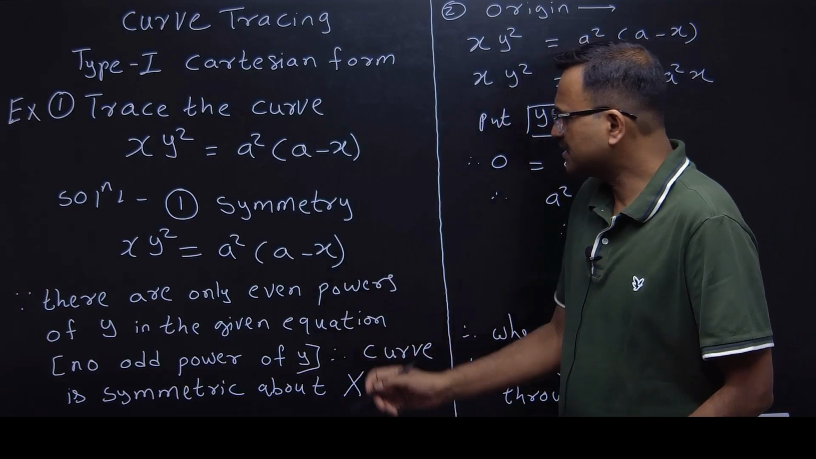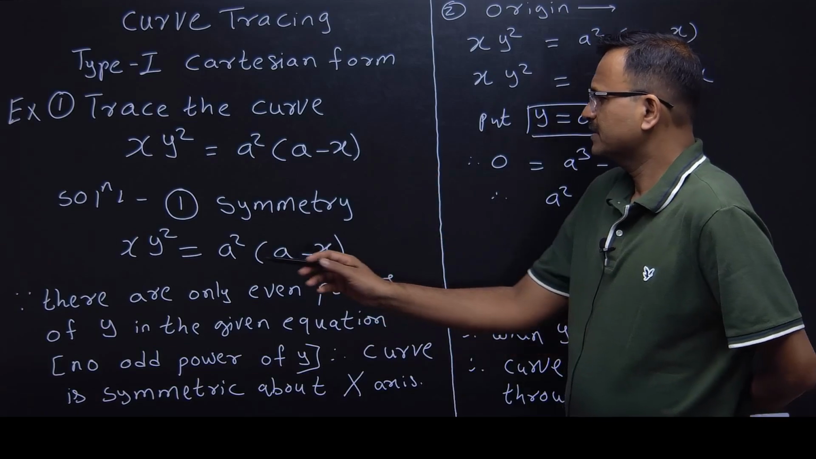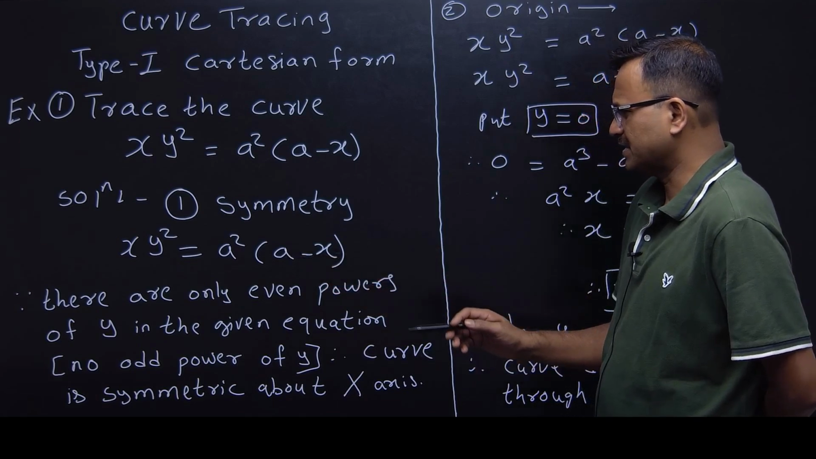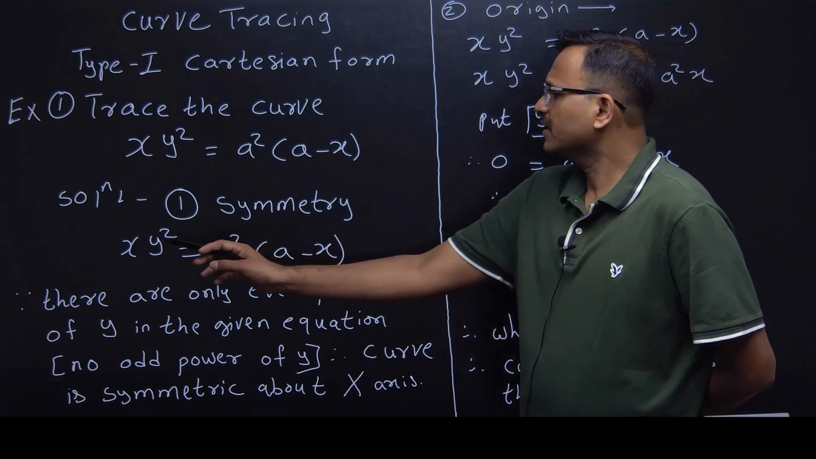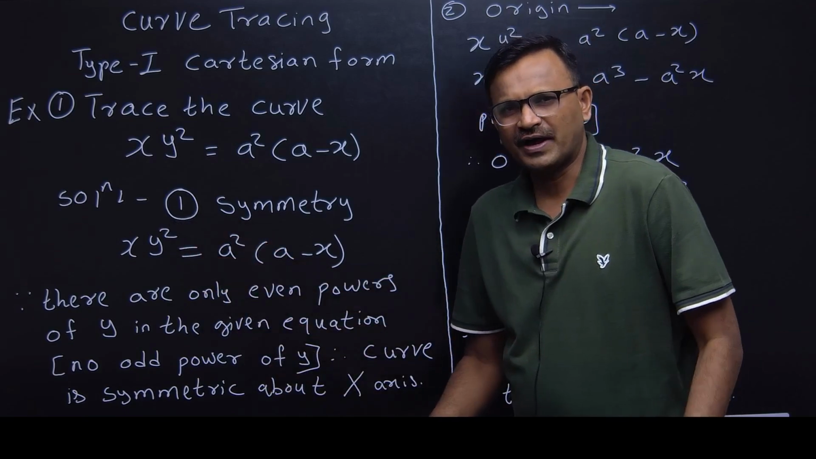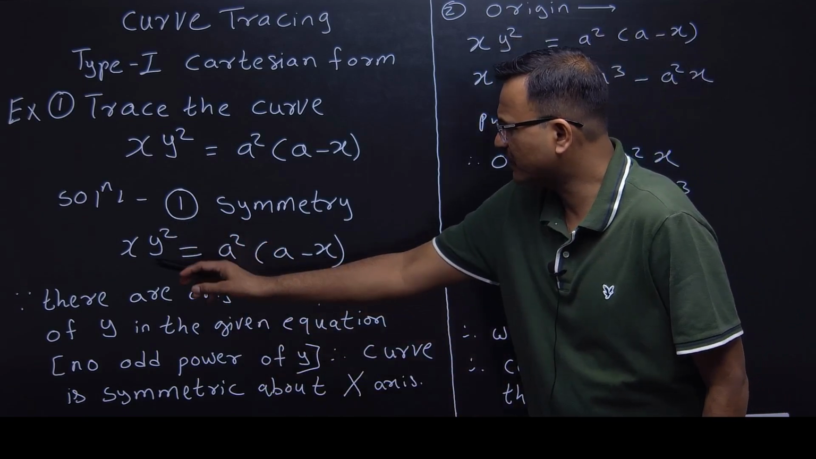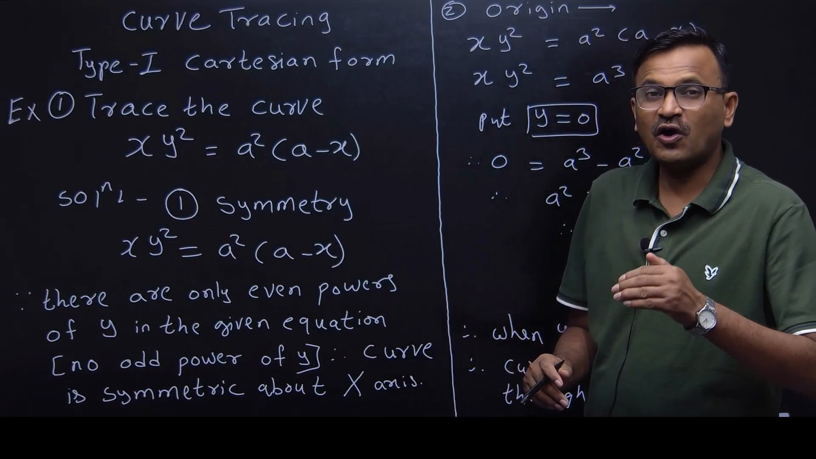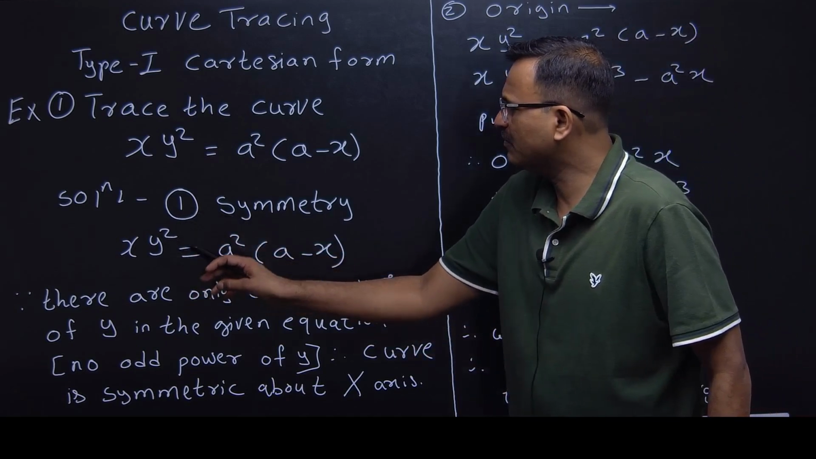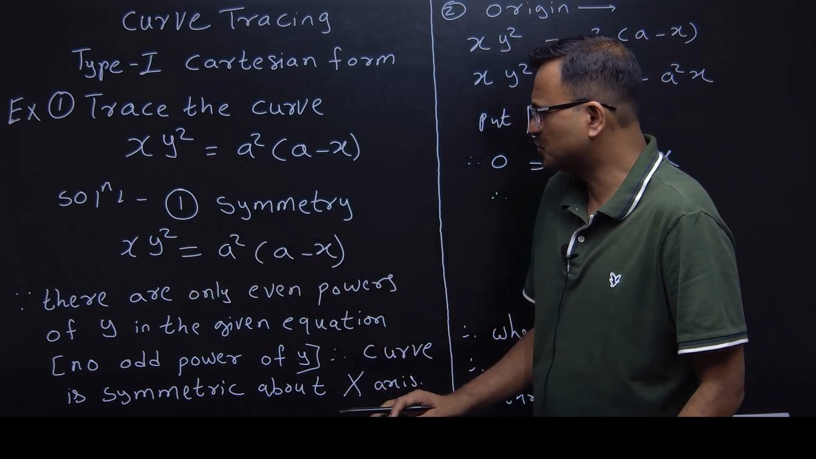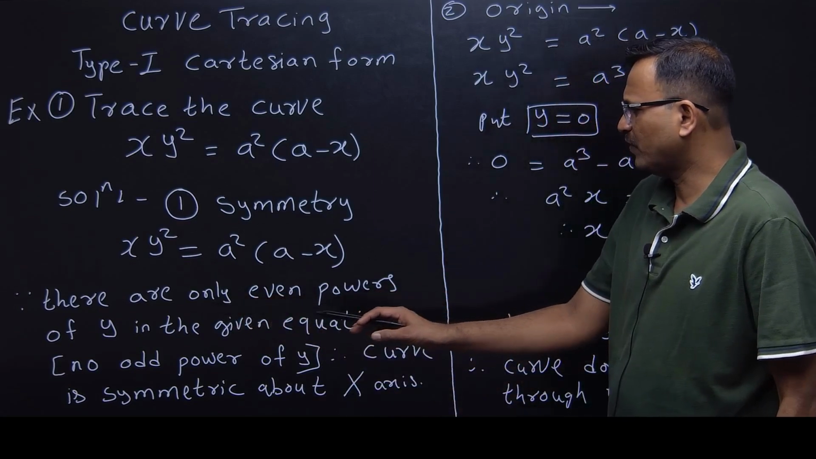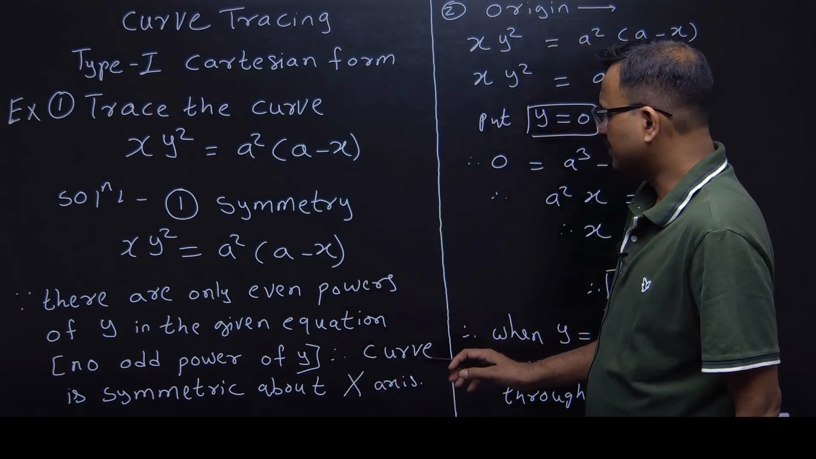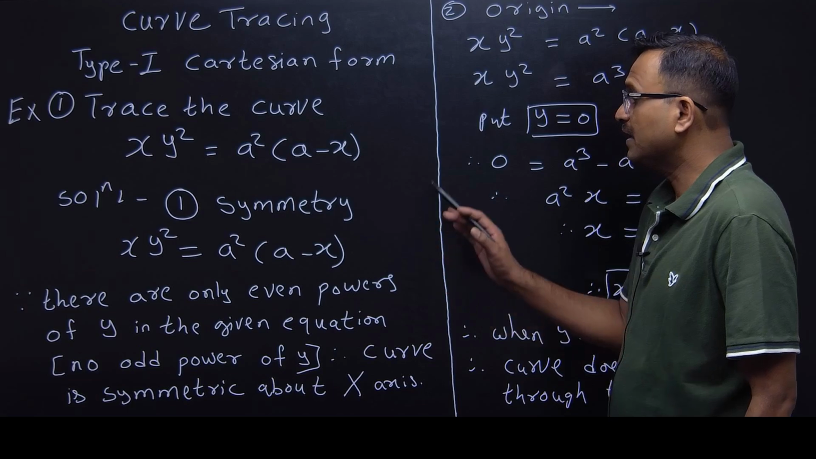Now, first we'll check the symmetry of this curve. The given equation is x y square is equal to a square into (a minus x). We can observe that there are only even powers of y in the equation. Look, the equation has y square. There is no term like y cube or y raised to 1. There is no odd power of y. We have only an even power of y, that is y square. Power of y is 2. So there are only even powers of y in the given equation. Therefore, the curve is symmetric about the x-axis.